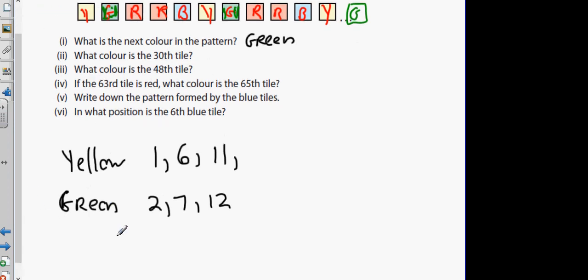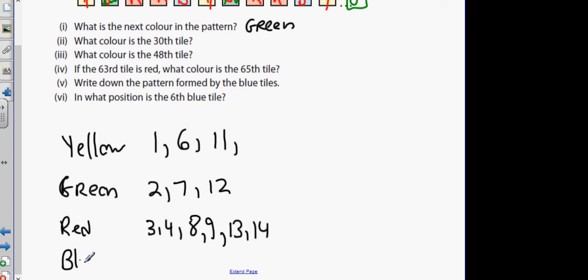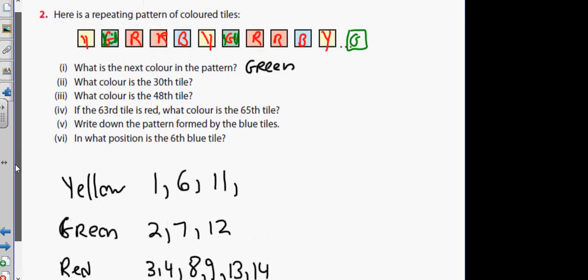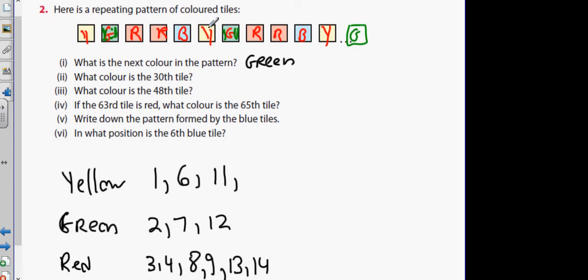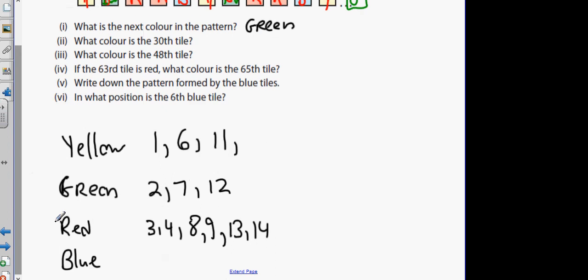And what about red? Red is more awkward. 3, 4, 8, 9. So you see what's happening? We're adding 5 on each time. Okay, what'll be next then? 13, 14. Okay, and finally blue. What's blue? Blue is 5, then 10. Okay, so that blue's a nice one to use.